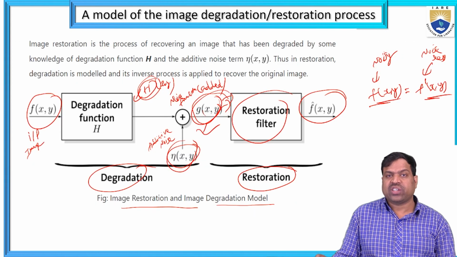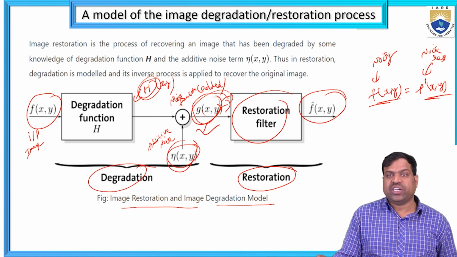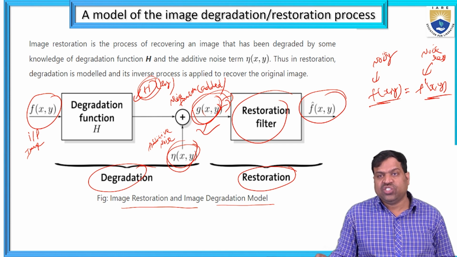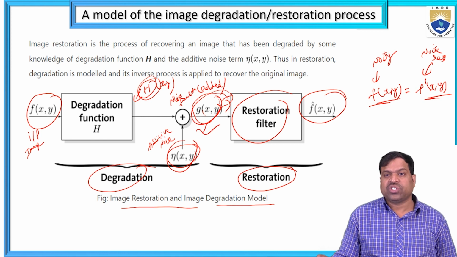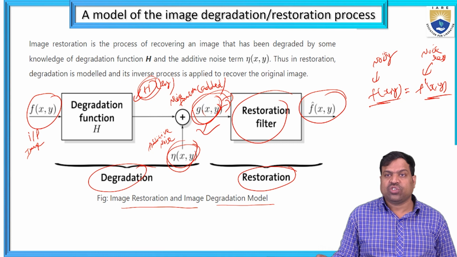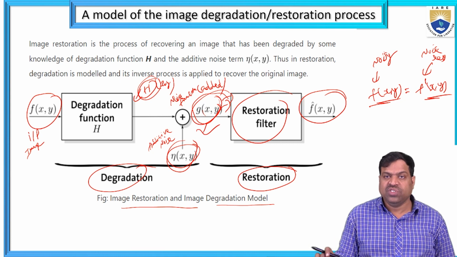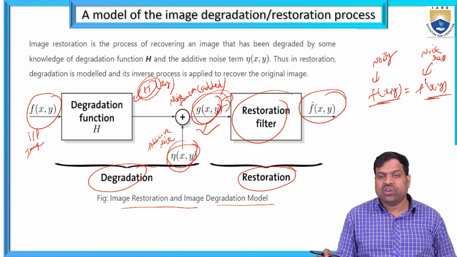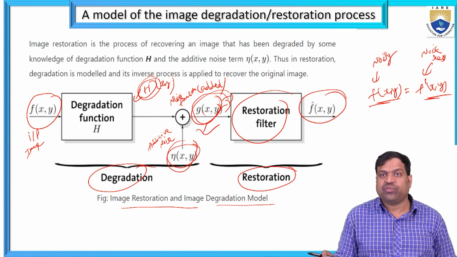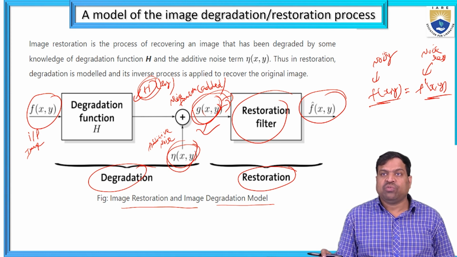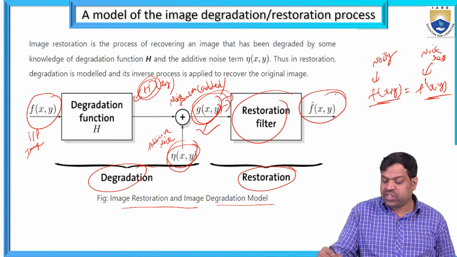So f(x, y) is the input function, with the degradation function H and the noise function added; that gives g(x, y). What is the noise function here? It is nu(x, y). So the input for the restoration function is g(x, y), meaning the input function f(x, y) with the degradation function h(x, y) and noise. The output function is f dash of x, y.